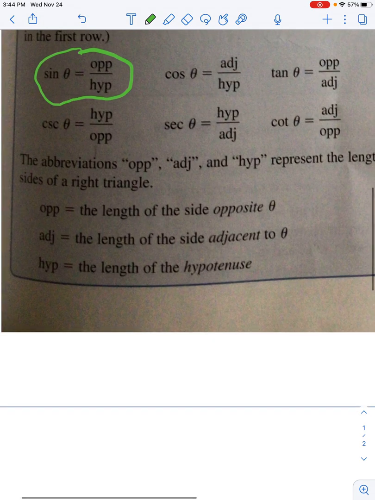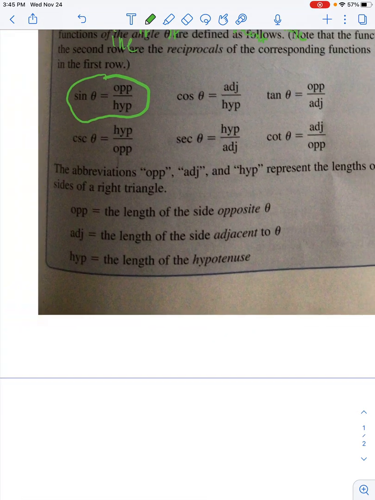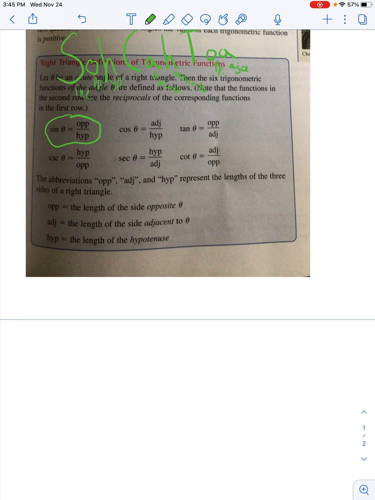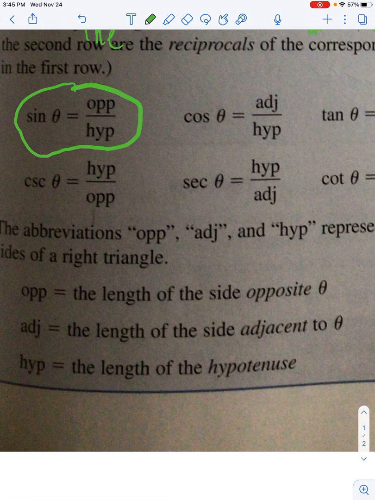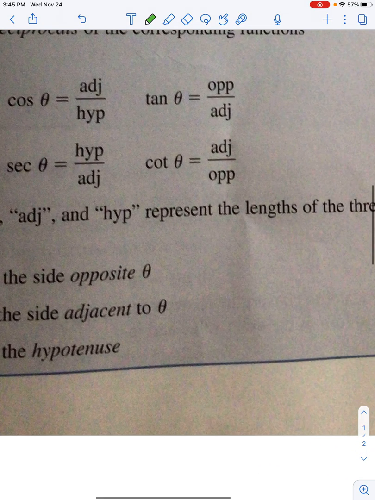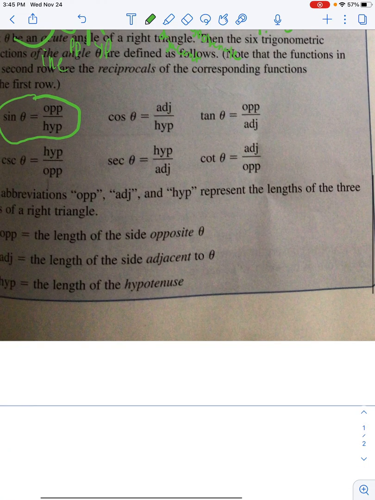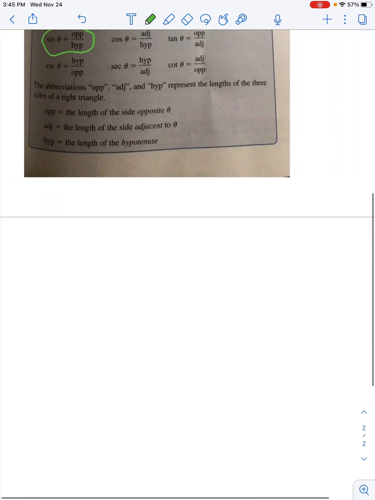Now, maybe what's new, or what you didn't quite remember, is that the other three are reciprocals of these. All you have to do is flip-flop your numerator and denominator. So cosecant is hypotenuse divided by opposite. Secant is hypotenuse divided by adjacent, and cotangent is adjacent divided by opposite. So that was just a super quick recap.